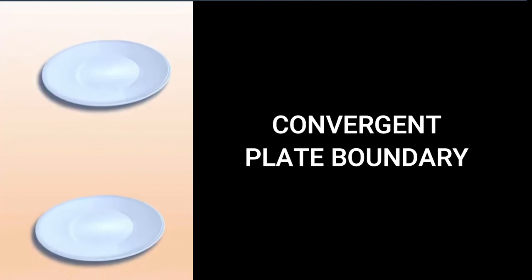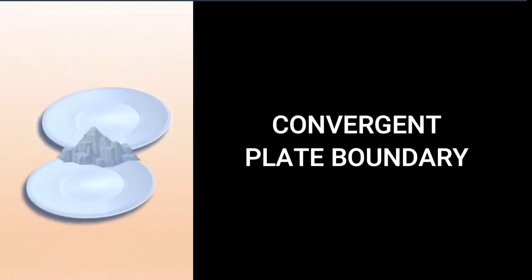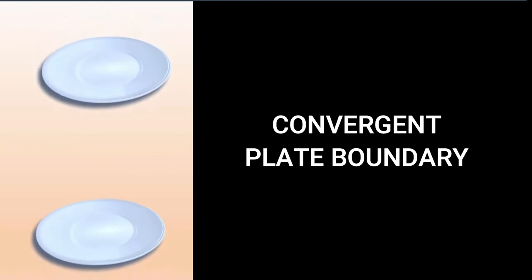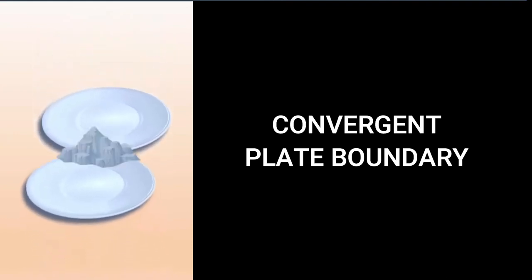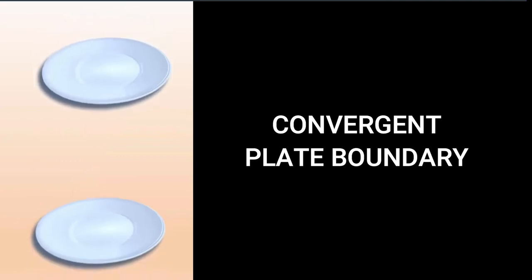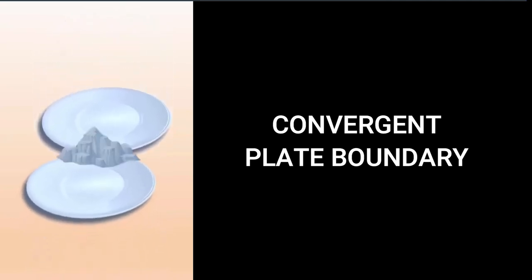Now here comes the convergent plate boundary. A convergent plate boundary is basically a boundary at which two plates are moving towards one another. This type of boundary eventually results in a collision, and this type of collision helps to form natural phenomena such as earthquakes, mountain formation and volcanoes.